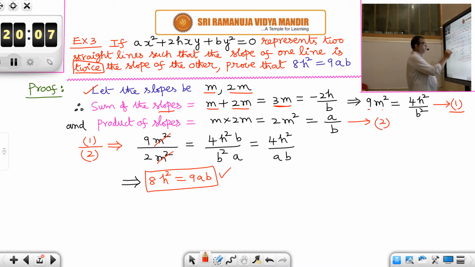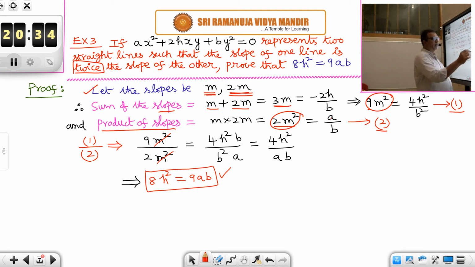Next, the product of the slopes, m into 2m, that is 2m square. What is the formula for the product of the slopes? a by b. Let us call it the second equation. So here 9m square is there, here 2m square is there, so m can be eliminated. m is our assumption, is it not? We have assumed that the slope is m. Whatever we have assumed can be eliminated by dividing the first equation by the second equation, because in 9m square by 2m square, m gets eliminated.